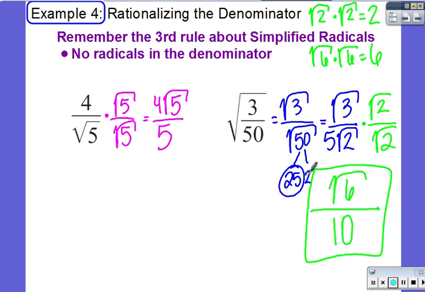Why can't you reduce the square root of 6 and the square root of 10? Excuse me, I said it wrong. But yes, the top has a radical, the denominator doesn't. So that's as simplified as it can get.